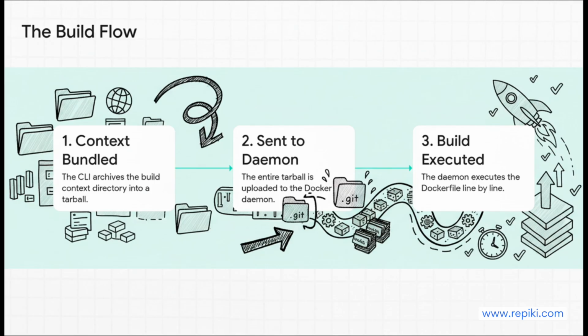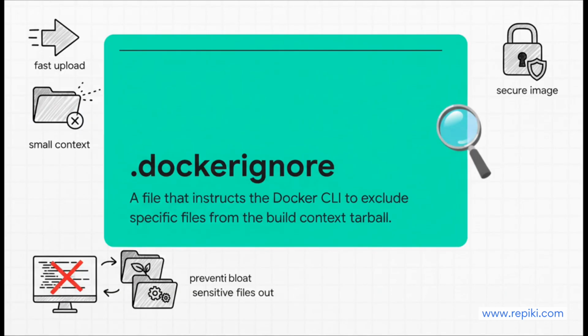If you've got a huge .git folder or a massive node_modules directory in there, that upload can take forever. It's often the slowest part of the whole build. So how do we fix that bottleneck? With the .dockerignore file. This thing is an absolute lifesaver.